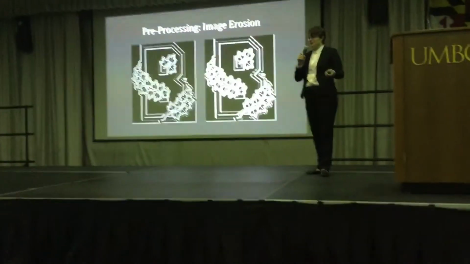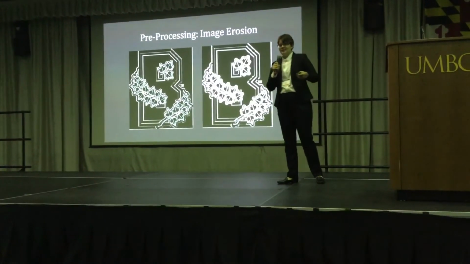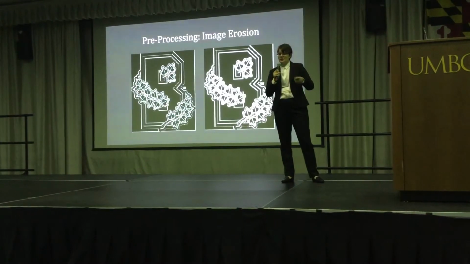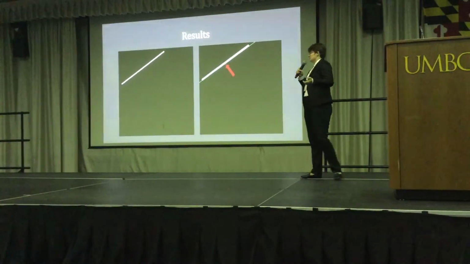Second process is a little simpler. It's called image erosion, and the value of the pixel in the image erosion is simply the brightest of its neighbors. So now we can look at some of the results of the algorithm.